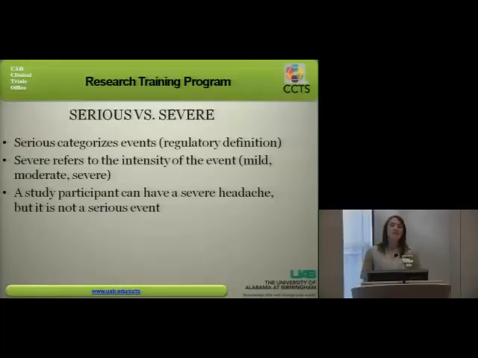So, serious versus severe. Serious categorizes events, which is a regulatory definition. Severe refers to the intensity of the event, such as mild, moderate, severe. A study participant can have a severe headache, but it's not a serious event.